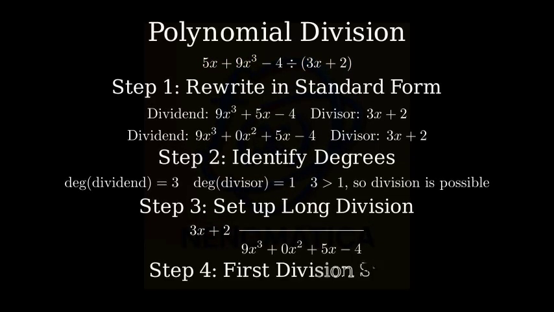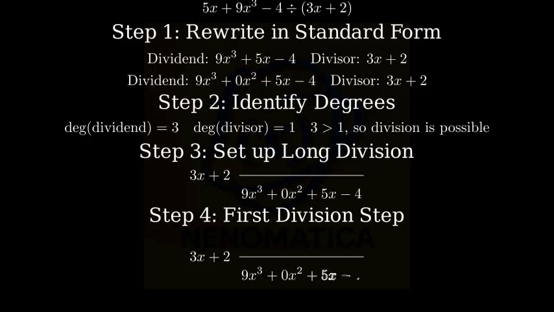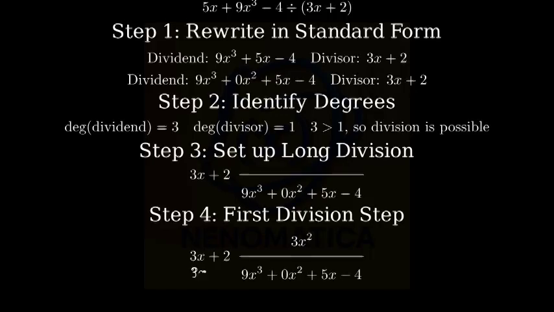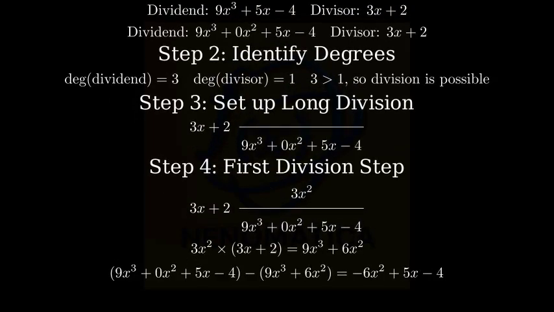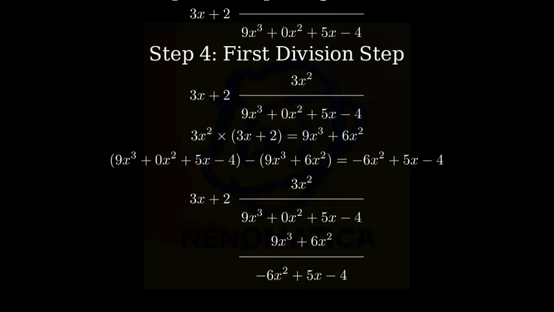Step 4. Let's start the division process. First, we divide the leading term of the dividend by the leading term of the divisor. 9x cubed divided by 3x equals 3x squared. This becomes the first term of our quotient. Next, we multiply the entire divisor by this term. 3x squared times 3x plus 2 gives us 9x cubed plus 6x squared. We then subtract this from our current dividend. 9x cubed plus 0x squared plus 5x minus 4 minus 9x cubed plus 6x squared equals negative 6x squared plus 5x minus 4. This becomes our new dividend for the next step.